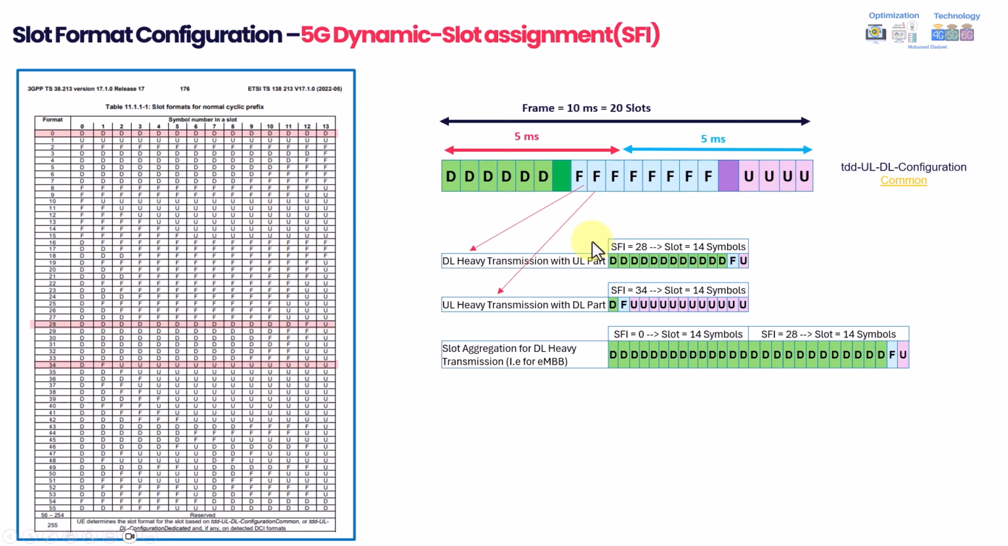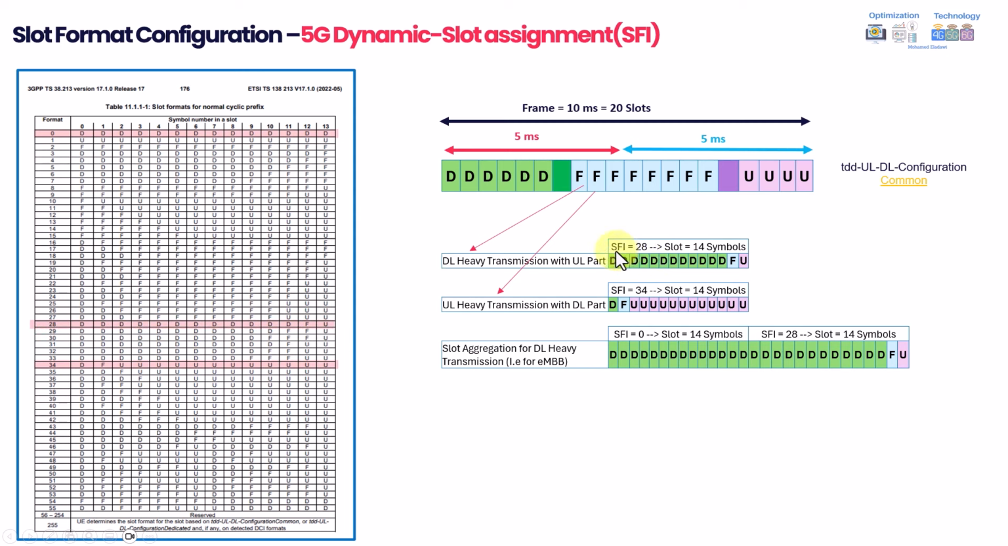SFI 28, for example. Let's assume the gNB sees that this particular user is demanding very heavy downlink traffic. So now it will need to give him more downlink symbols, as you can see here. It delivers this to the user, pointing towards this particular combination, which tells him he will have 12 symbols for downlink, then one flexible and one for uplink. This is in case of SFI 28 being addressed.